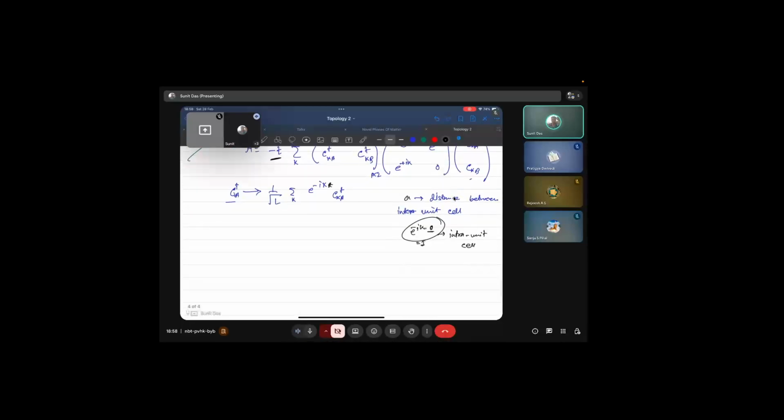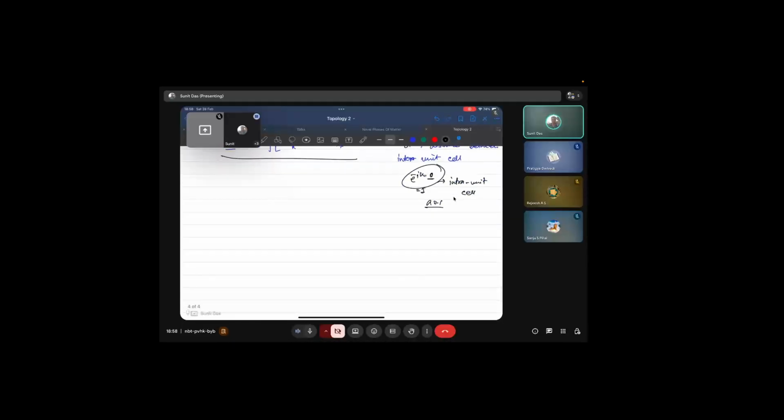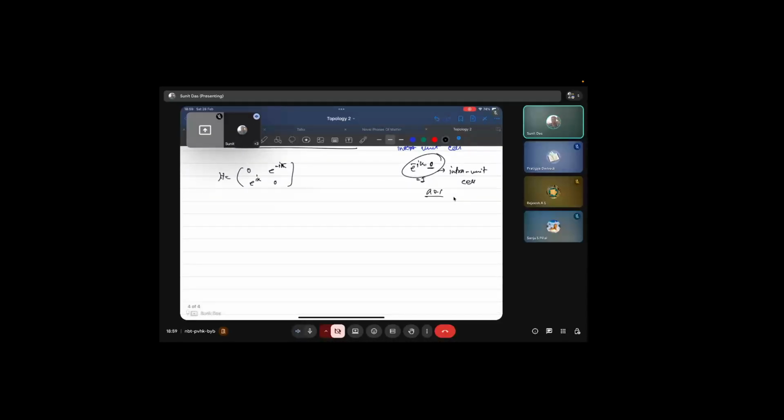So this is how we do the Fourier transform. In all the cases, we will assume A to be 1, so A equal to 1. And this is the Hamiltonian in the k space: 0, e to the power minus ik, e to the power plus ik, 0, and there will be minus t multiplied here.